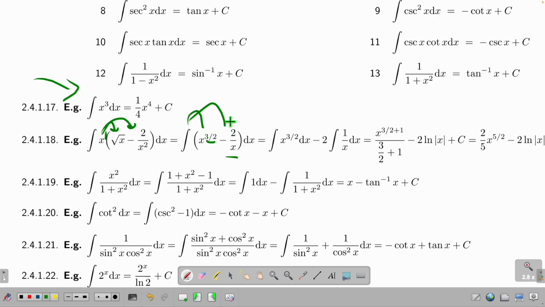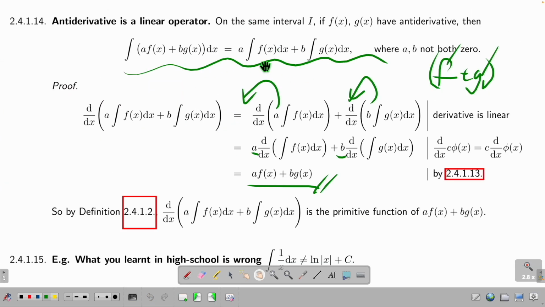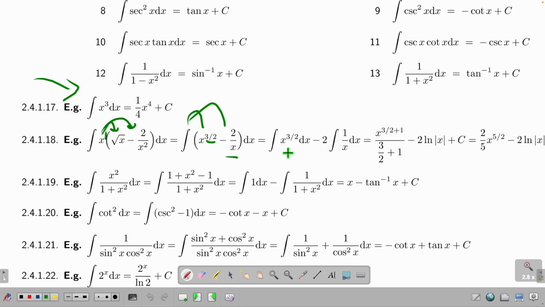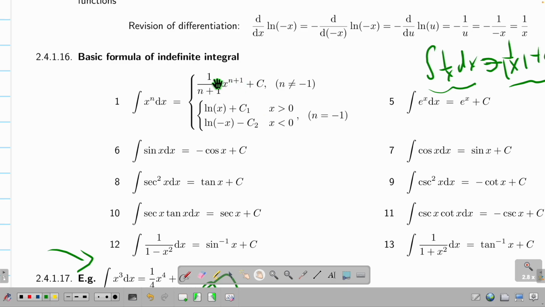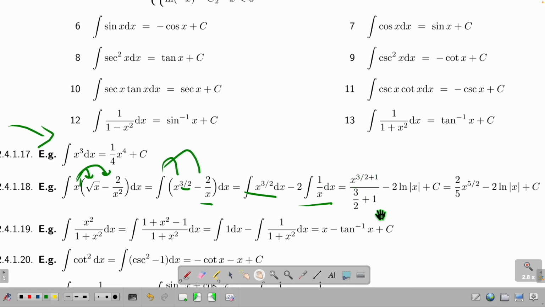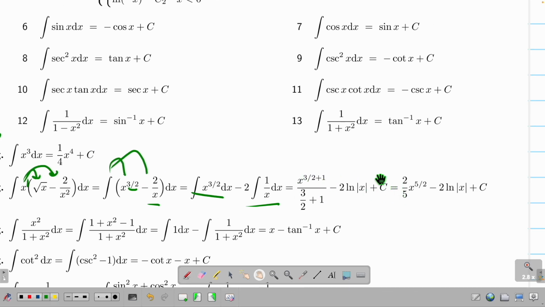This guy can split. Why? Because we can split. We split. The 2 can come out. Then we have this thing and this thing. This thing, n is not negative 1, so I can use this formula. So I have this thing. I just plus 1 and then power plus 1. This thing here, I'm lazy, so I just use the high school formula and then say this. Very strictly speaking, this should be belong to, not equal.